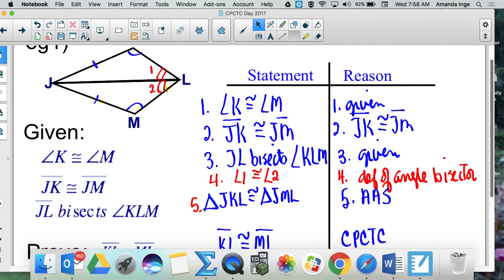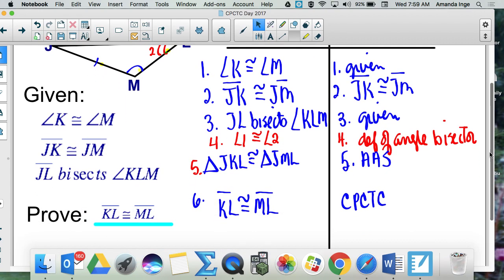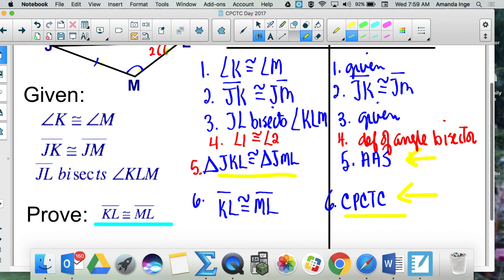Because we have shown that those two triangles are congruent, we can go to the next step and say that KL is congruent to ML because of corresponding parts of congruent triangles are congruent. But we first have to prove this before we can use this. So we have to show the triangles are congruent first before we show that any parts are congruent.